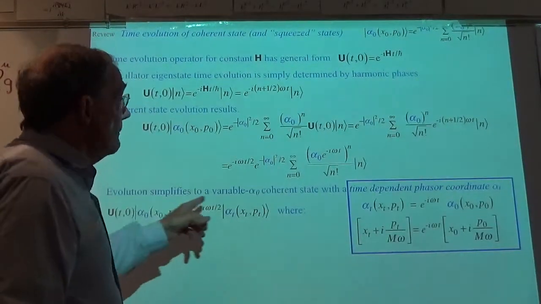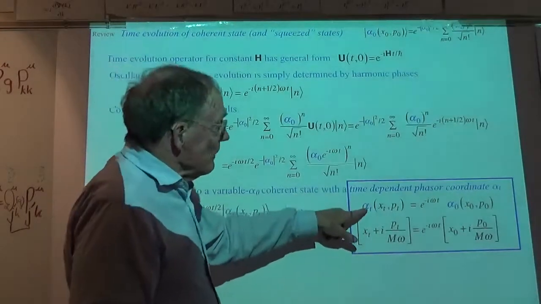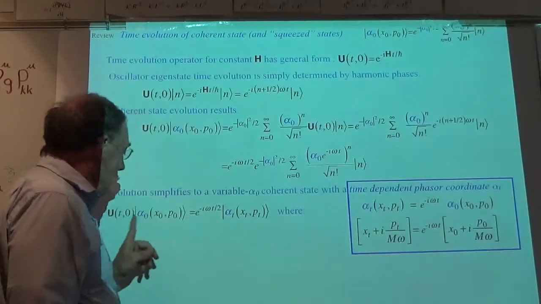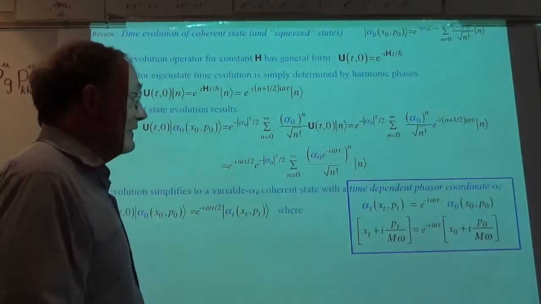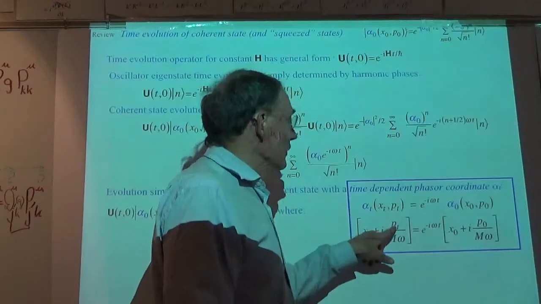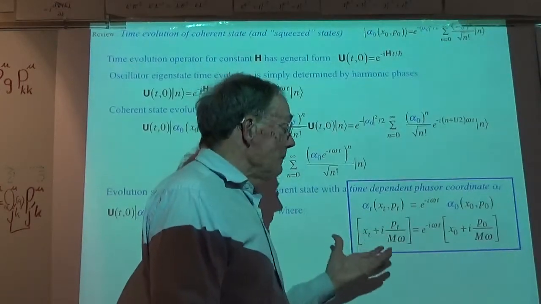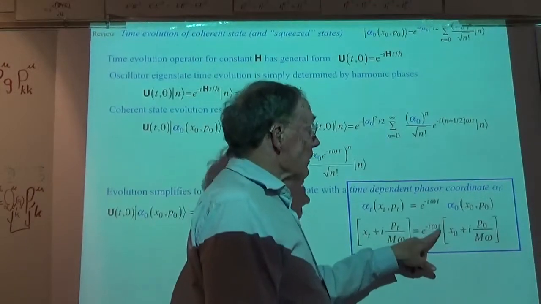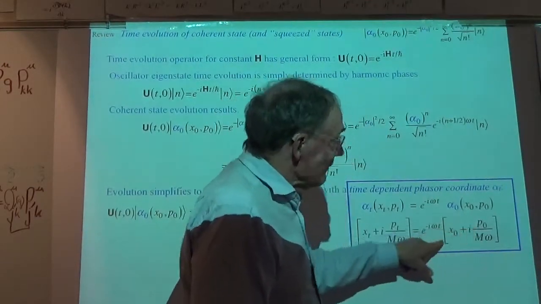And as time goes, this parameter, alpha, will behave like the coordinate of a classical oscillator. That's our same thing there. There's our position, there's our momentum at a given time. And it will just turn out to be e to the minus i omega t times that thing.